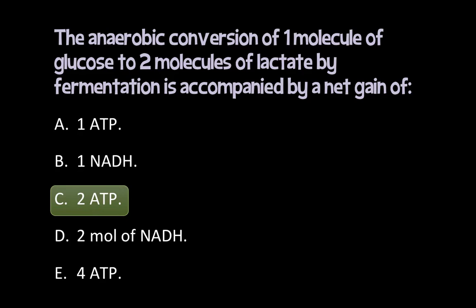Somebody might have been tempted to say 2 moles of NADH. But when you go from glucose to pyruvate, you really do make 2 moles of NADH. Then when you go from the 2 molecules of pyruvate to 2 molecules of lactate, those 2 moles of NADH are reconverted back to 2 molecules of NAD+. So there's no net gain of NADH. So the true net gain here is 2 ATP. So remember that. When you go from 1 glucose molecule to 2 molecules of lactate, the net gain of ATP is 2.